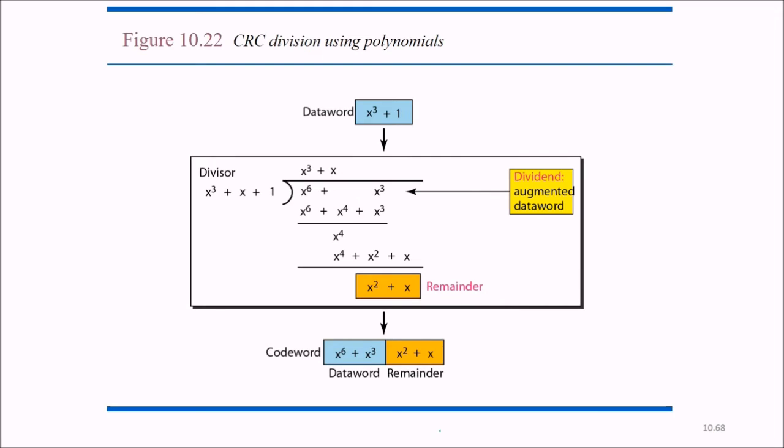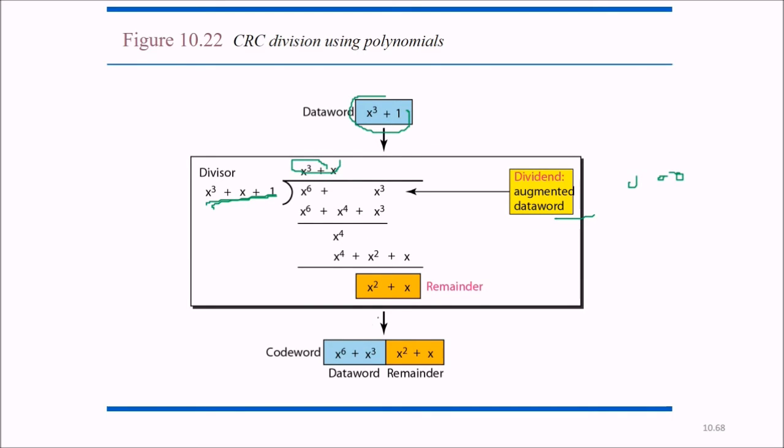So just assume that we have a divisor, say x cube plus x plus 1, which we got from the previous section, and this is our augmented data word with the augmented values. This data word was actually x cube plus 1. So what we do is divide it by x cube plus x plus 1, x to the power 6 plus x cube, and we see that the result is x square plus x.